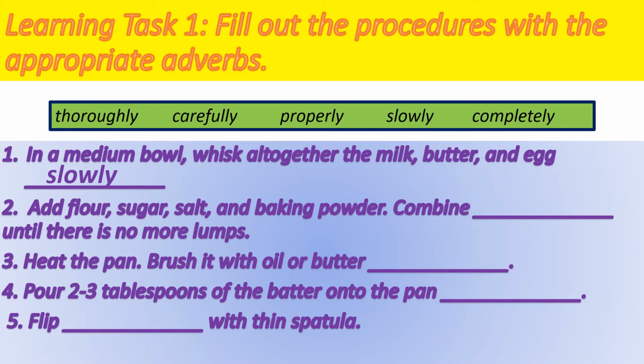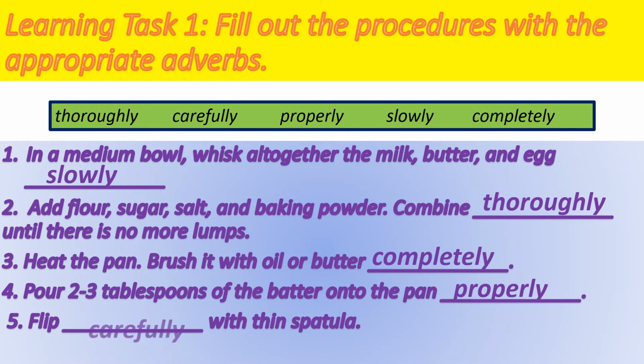Number 2, add flour, sugar, salt, and baking powder. Combine thoroughly until there is no more lumps. Okay, correct. Number 3, heat the pan. Brush it with oil or butter completely. Okay, number 4, pour 2 to 3 tablespoons of the batter onto the pan properly. Okay, and last one, flip carefully with thin spatula.